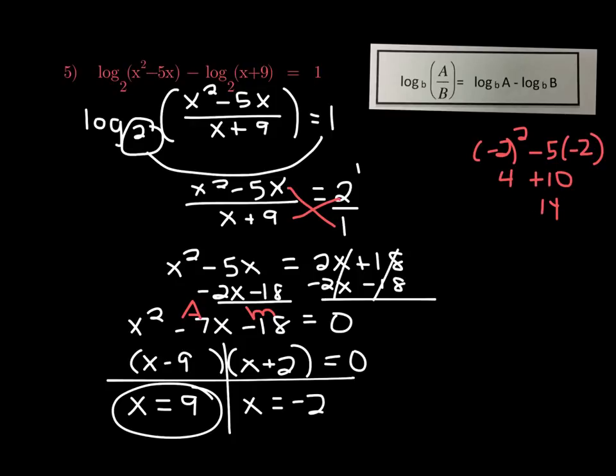Okay, now let's see what happens when I take it and plug it in here. Negative 2 plus 9 is also positive, right? That's positive 7. So even though this is a negative number, when you plug it back in, it creates a positive log, so we can use it.